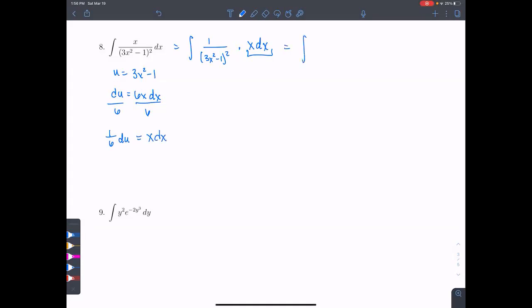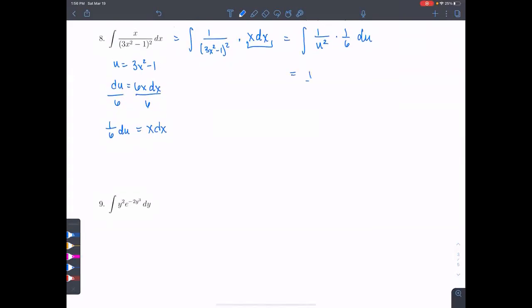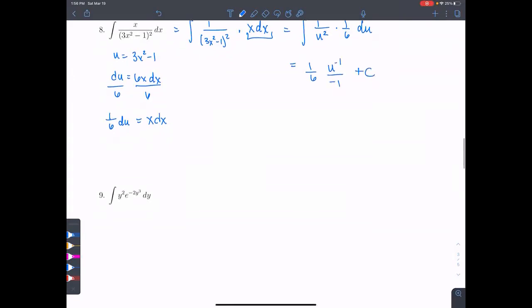So this is the integral of 1 over u squared times 1/6 du. That 1/6 can go out here. So 1/6 times the integral of 1 over u squared, increase, so u to the negative 1 and divide by negative 1 and add c. So we're looking at negative 1 over 6 times u plus c, which is negative 1 over 6 times 3x squared minus 1 plus c.